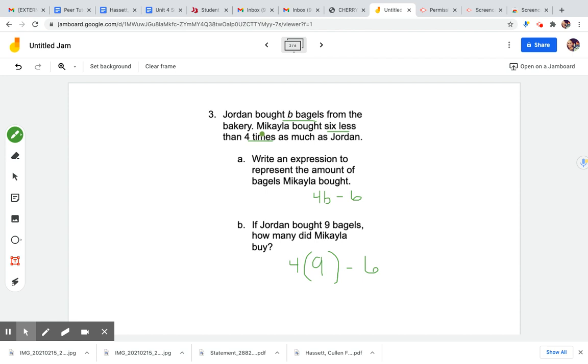Number 3, we're translating and writing an algebraic expression. So Jordan bought B bagels. Michaela bought 6 less than 4 times as many as Jordan. So if Jordan's B, 4 times B, and then take 6 less than that, minus 6. So 4B minus 6. And then if we know how many Jordan bought, we can substitute it in for B. And if it's 9, then we know 4 times 9 is 36. 36 minus 6 is 30. So that would mean that Michaela bought 30 bagels.